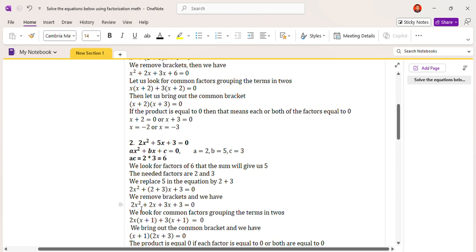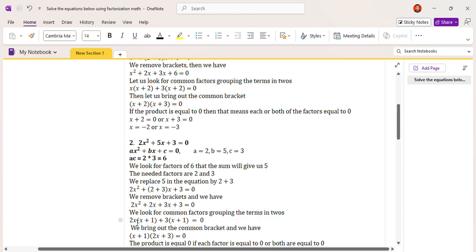When we bring out 2x from 2x squared, we are left with x, and when we bring out 2x from 2x, we are left with 1. We are not left with 0, because 2x times 0 would have given us 0. So we are left with 1. Then from 3x and 3, we bring out the 3, and here we are left with x, and also 1.